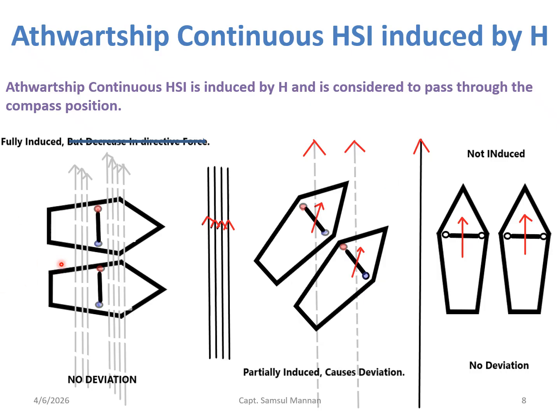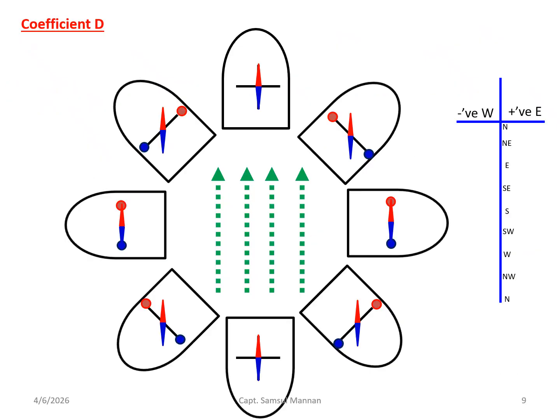We have already seen this slide before, and we know that when the vessel is on the 090 degree course or 270 degree course, there will not be any deviation, right? And when the vessel is on the 045 degree, 135 degree, 225 degree or 315 degree course, there will be some deviation, right? Because it will be partially induced. And when the vessel is on the 000 degree course and 180 degree course, there will not be any deviation at all, right?